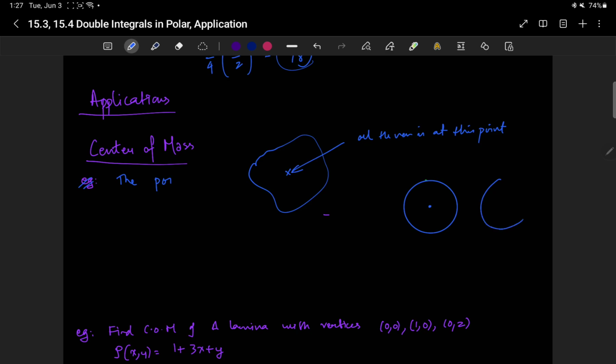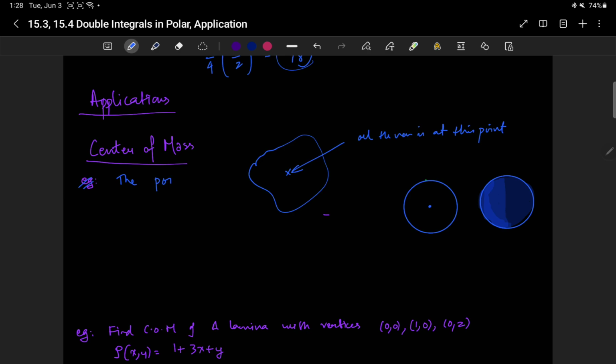But if the shape is a circle, but suppose one half of this is made up of a denser material than the second half, something like this, then the center of mass would not necessarily be at the center, but it will be a little bit shifted, right? So if there's a gradient in mass, the center of mass depends on the density function. It depends on how the density of the object changes over its distribution.